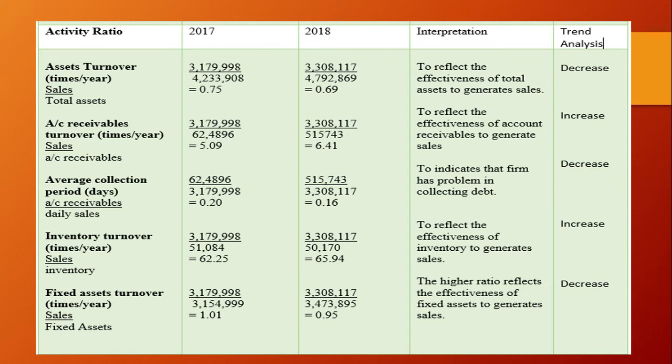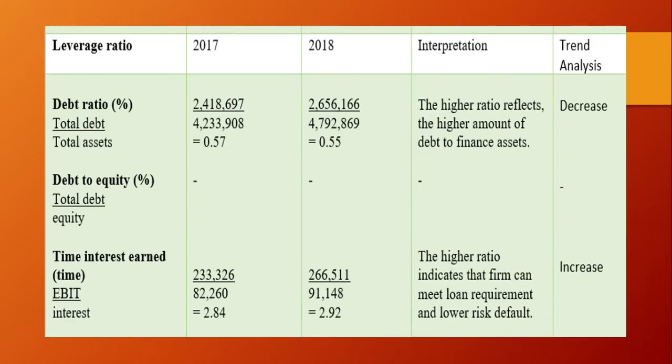For activity ratios, there is some lag in assets turnover, average collection period, and fixed asset turnover. These three calculations show lower efficiency of assets in generating sales from 2017 to 2018. But account receivables turnover and inventory turnover have higher ratios, reflecting the effectiveness of assets to generate sales from 2017 to 2018. Leverage ratios in KPJ Healthcare Group.